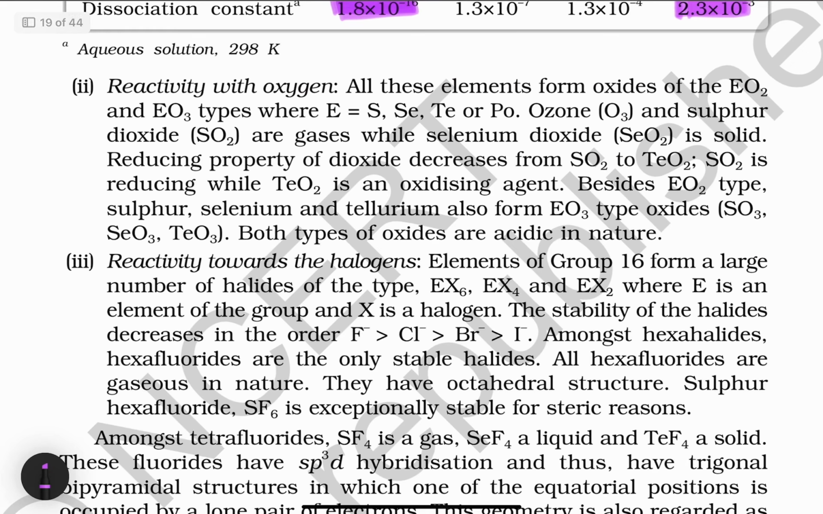Reactivity with oxygen: they form EO2 and EO3 type of oxides, where E is any of these elements. Ozone and sulfur dioxide are gases, while selenium dioxide is solid.